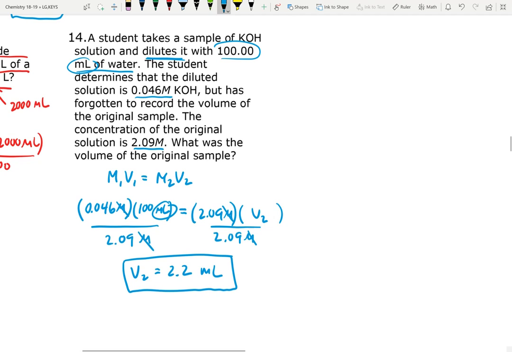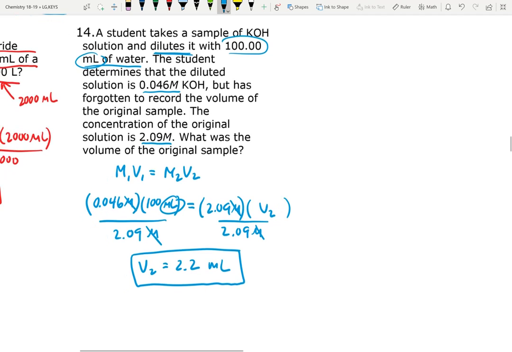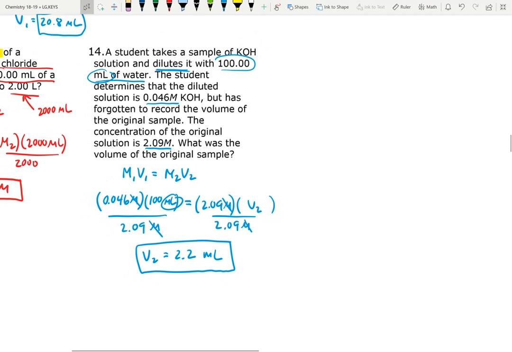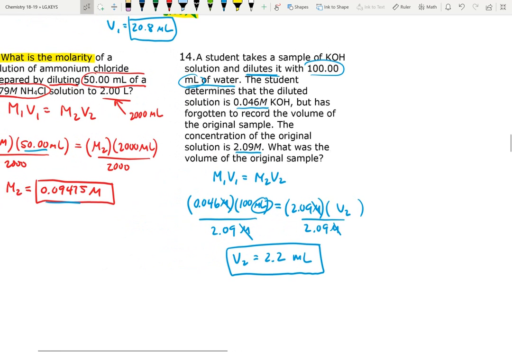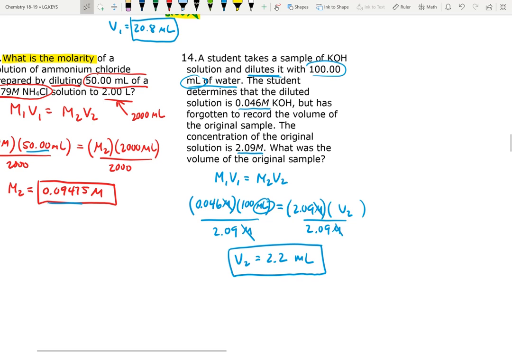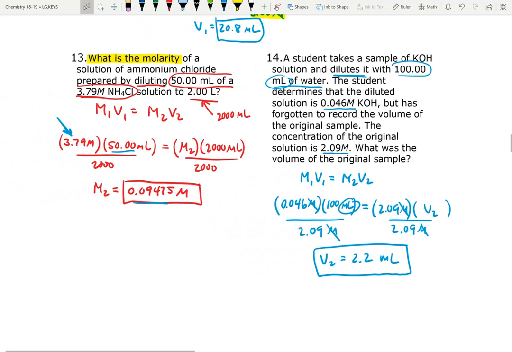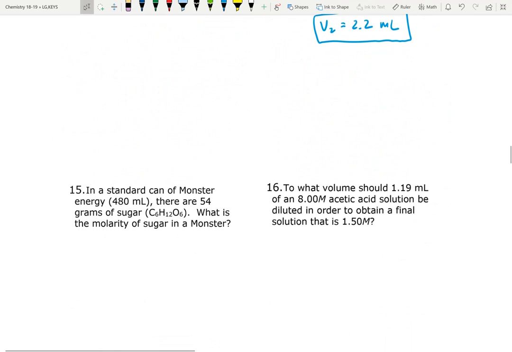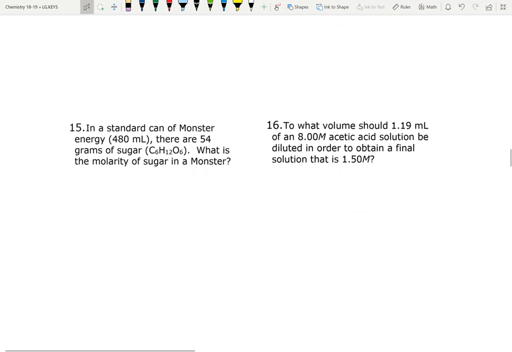So the student took a 2.2 milliliter sample, really small, diluted it all the way to 100 milliliters, and now we've got enough information to complete the puzzle on this and finish the story, know how much was present at the start. So M1V1 equals M2V2, a popular equation for dilutions. And you're going to see those around quite a bit.